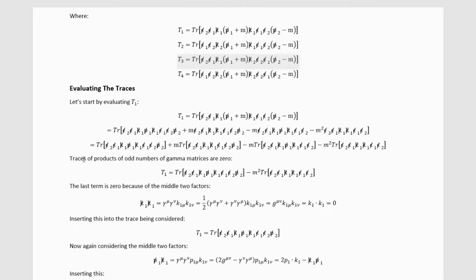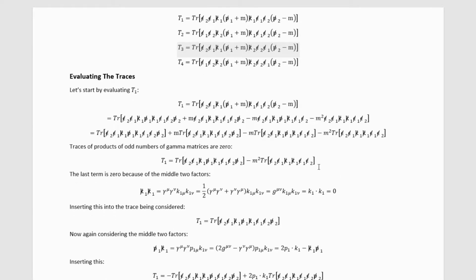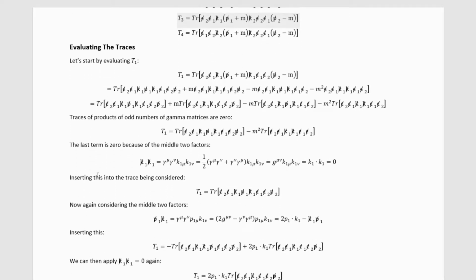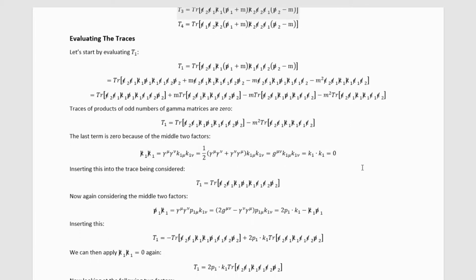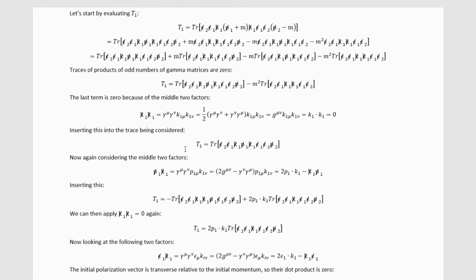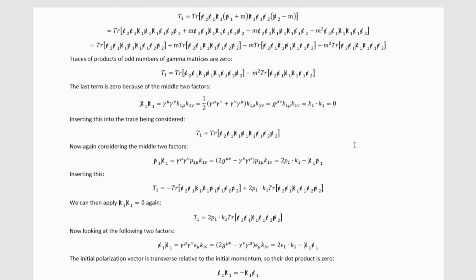Next, we can recognize that traces of products of odd numbers of gamma matrices are 0, which gets rid of two terms, the ones linear in the mass, which gets us to this. The last term is 0 because of the middle factor, this right here. We can prove that this product actually equals 0 using the Dirac-Clifford algebra. We ultimately get a dot product of the photon momentum vector with itself, which is just 0 because photons are massless. That leaves us with this result for T1.